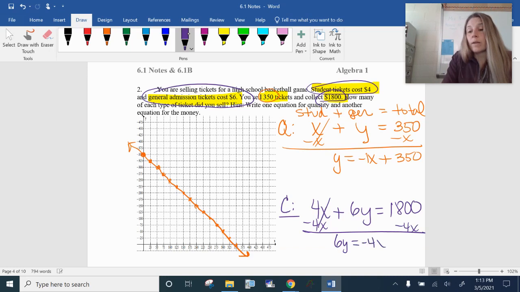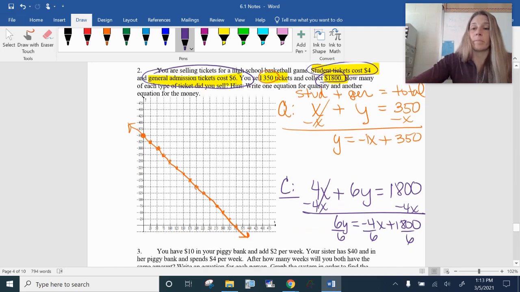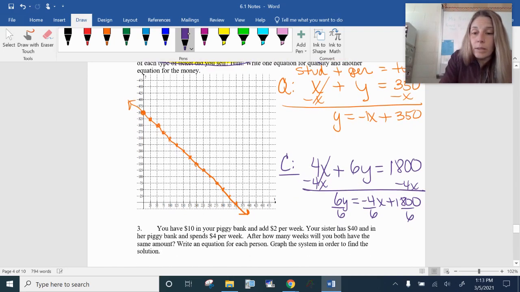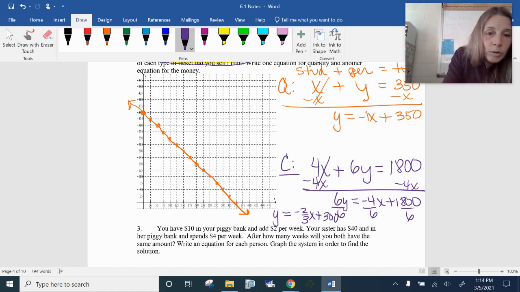6y equals negative 4x plus 1800. Divide everything by 6. And we end up with y equals negative 2/3 x, if you simplify that fraction, plus 300. So now this time I'm going to go up to 300, and then I'm going to go down 2 over 3. Let's say you forgot to simplify the 4 over 6, and you went down 4 over 6, you'd still get the same line.